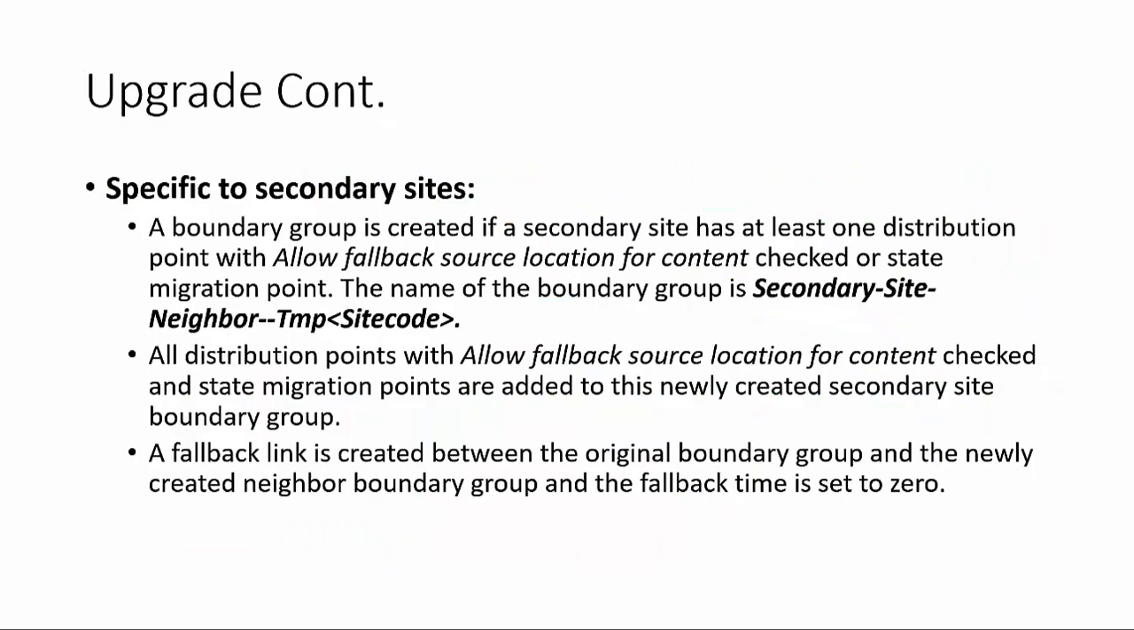There are changes specific to boundary groups created in secondary sites. These changes are similar to slow site systems, with the only difference being the name, which will be called secondary site neighbor-temp with the site code. The distribution points with the allow fallback source location checked and the state migration points are added to this group. And finally, a fallback link is created between this new boundary group and the original boundary group in the relationships as a neighbor, with a default time set to 0 minutes, similar to the slow boundary group system.